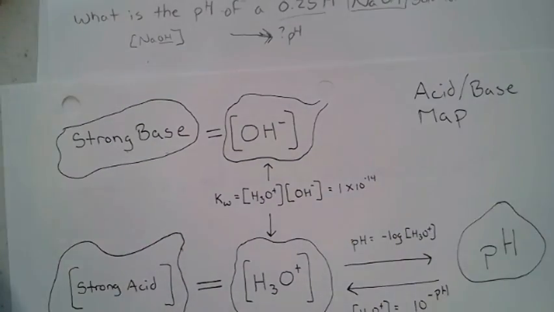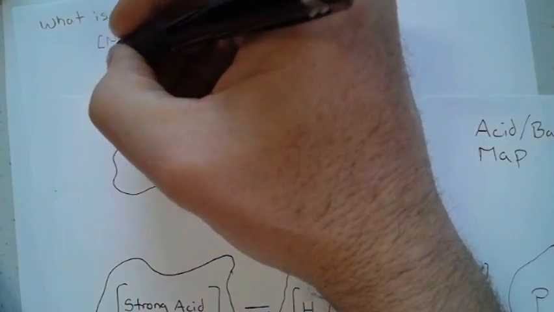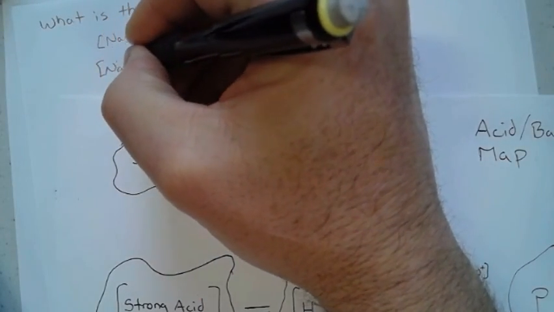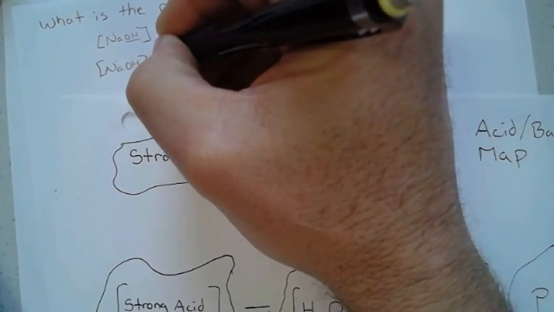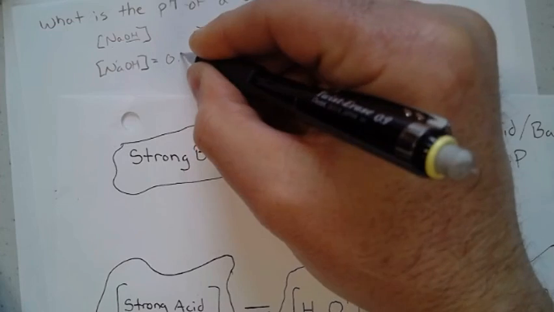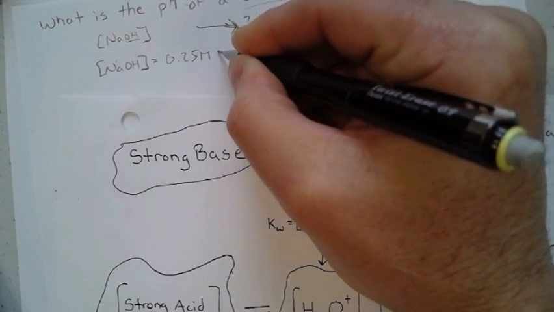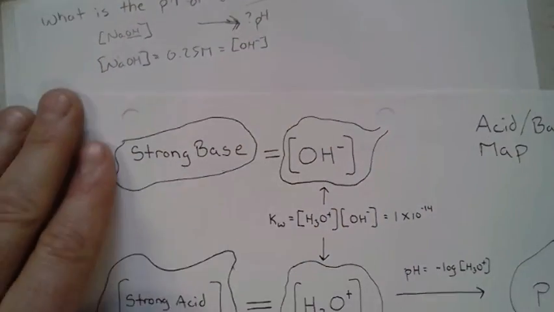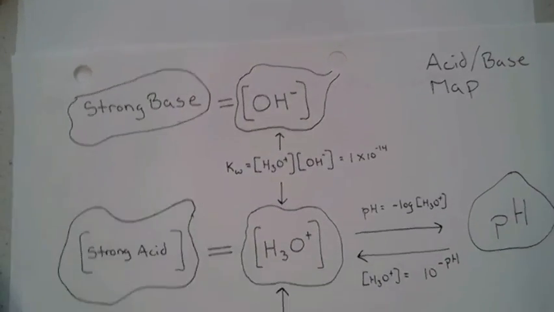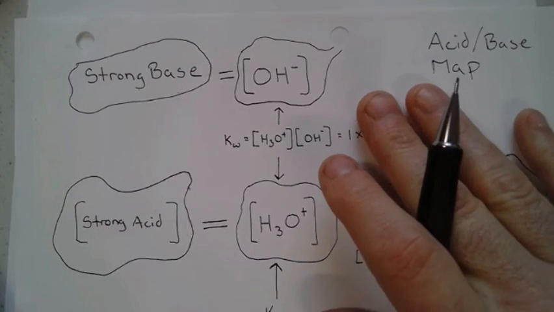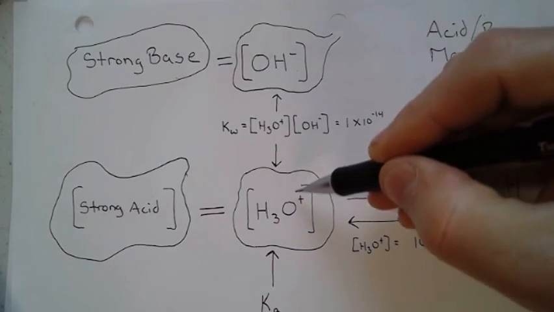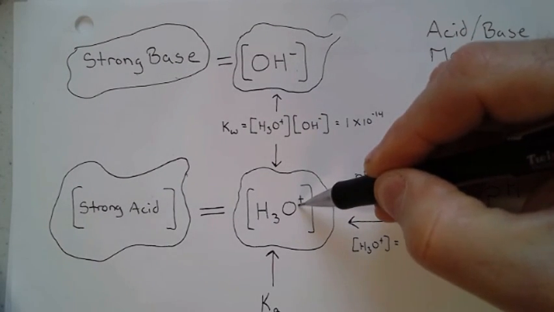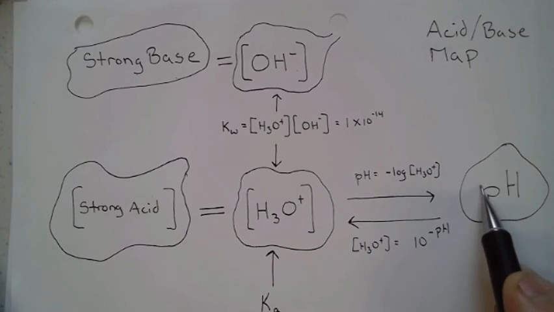So I know the first step is that the concentration of NaOH, which is equal to 0.25 molar, is going to be the concentration of OH negative. So there's my first step. I now have the concentration of OH negative. Now I want to get to hydronium, that way I can use the log to find pH.